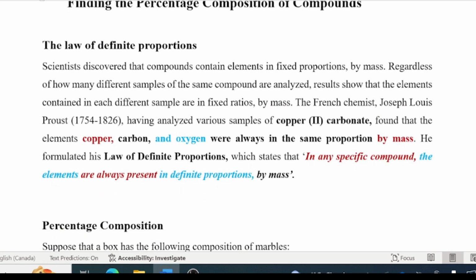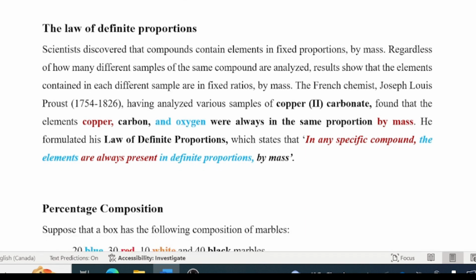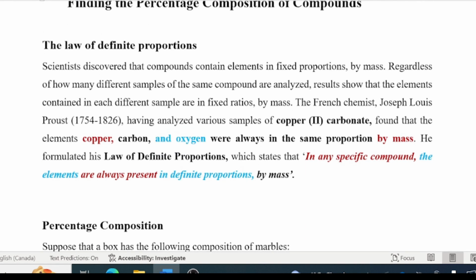The law of definite proportions. Scientists have discovered that compounds contain elements in fixed proportions by mass. Regardless of how many different samples of the same compound are analyzed, results show that the elements in each different sample are in fixed ratios by mass.